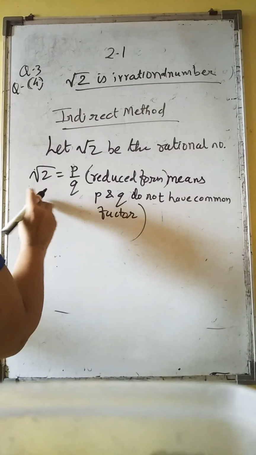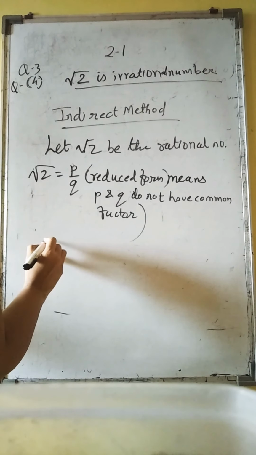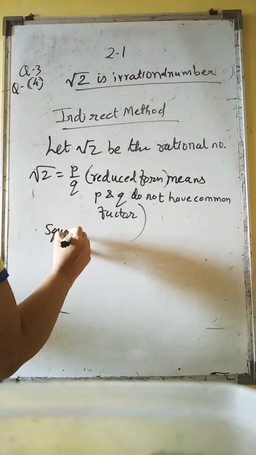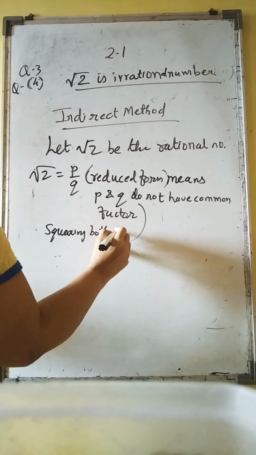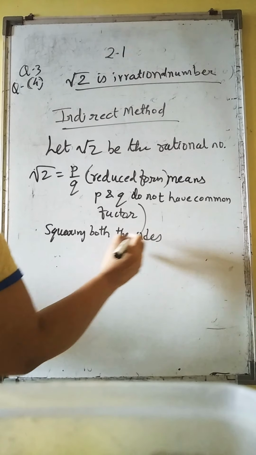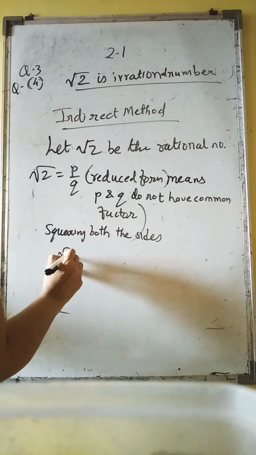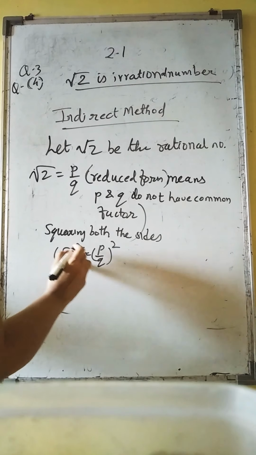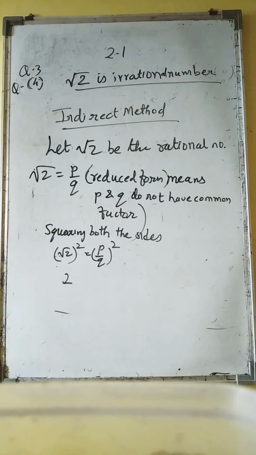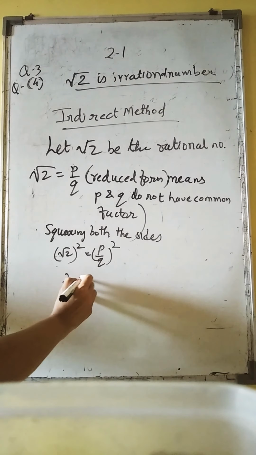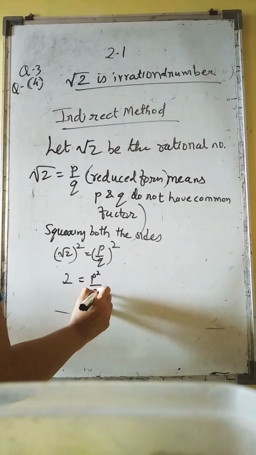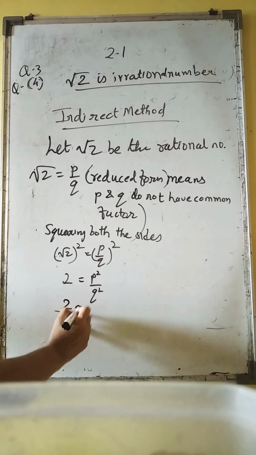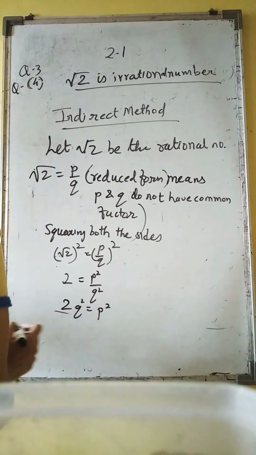Now children, we have root 2 is the P upon Q, okay. So what I am doing, squaring both the sides. Root 2 whole square is equal to P upon Q the whole square. So root 2 whole square is 2, isn't it? So 2 is equal to P square upon Q square. So 2Q square is equal to P square.